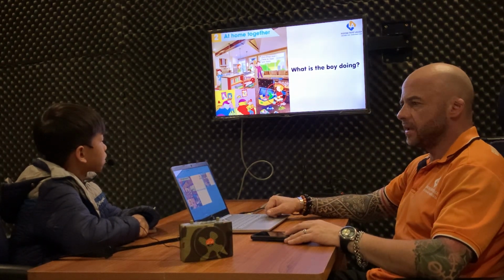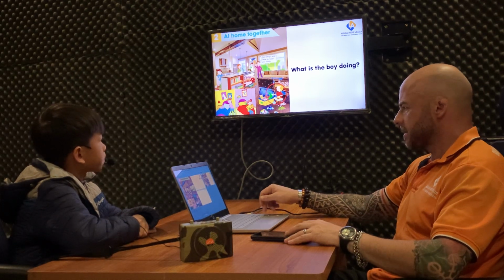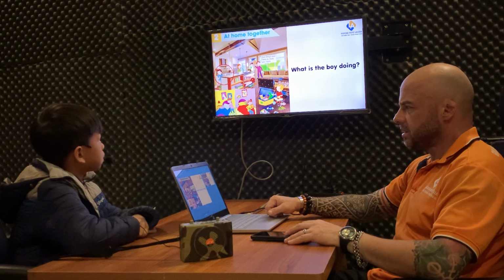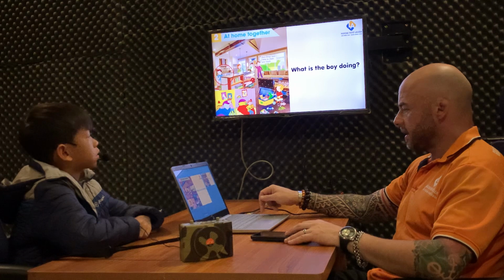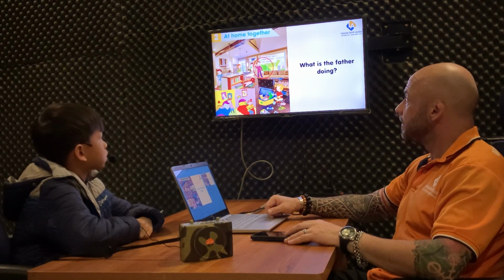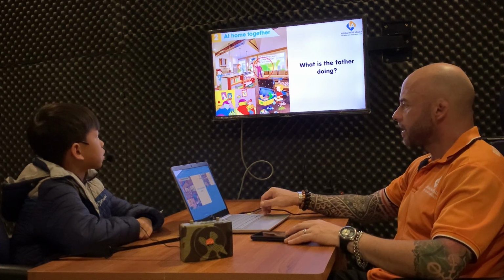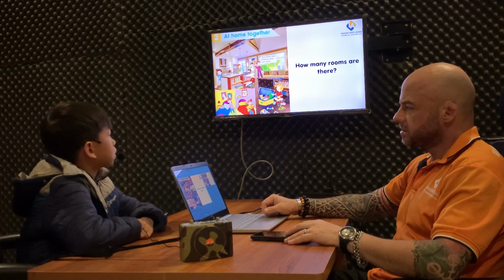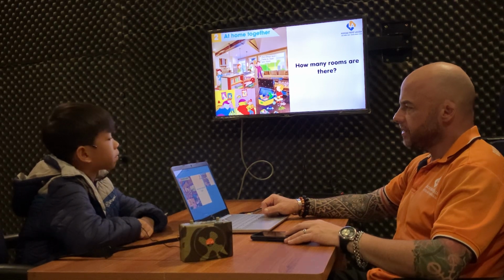So what is the boy doing? The boy is tidying up. Tidying up, that's right. Okay. What is this boy doing? The boy is sweeping the floor. That's right. What is the father doing? The father is dusting. Dusting. Okay. How many rooms are there? There are 3 rooms. 3 rooms, huh?